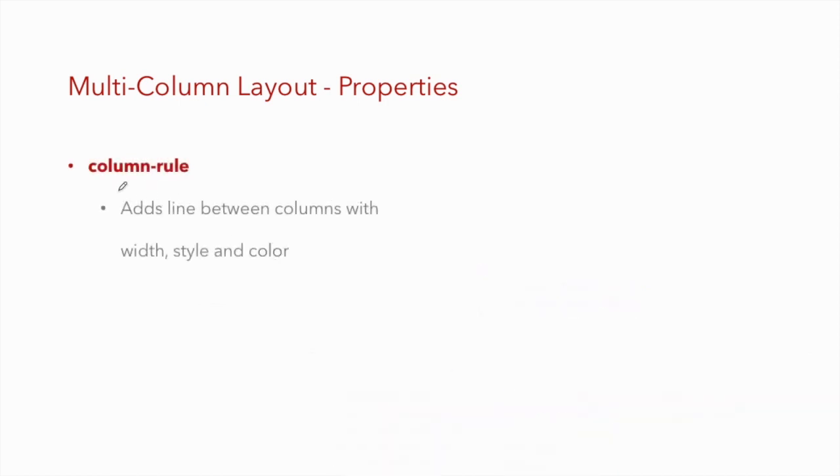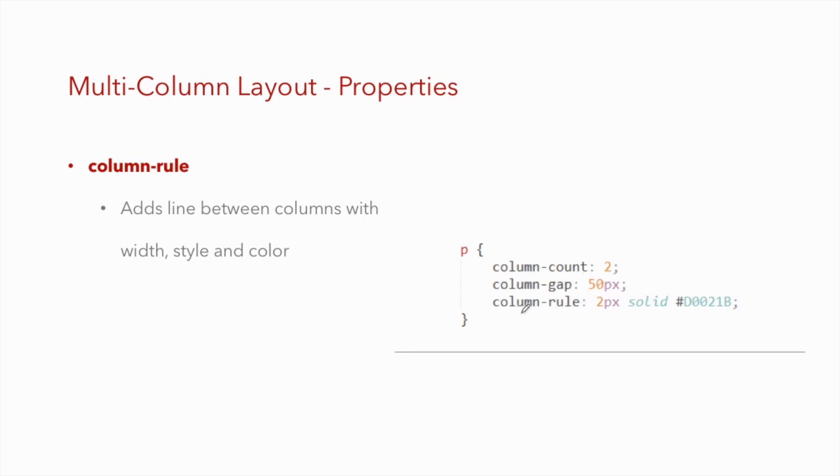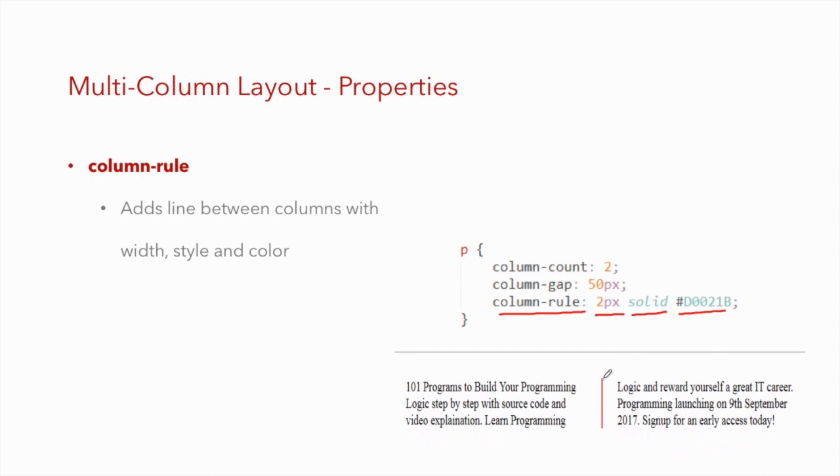Then we'll talk about the column rule. This basically adds lines between columns with width, style, and color. So you can specify the property like this, column rule, and then we have specified 2px as the width of the line, and solid will be the style, and this is the color for that particular line. So this is how it will look. In case you had multiple columns, let's say 3, then another line could have been drawn here, and then the third column could have continued.